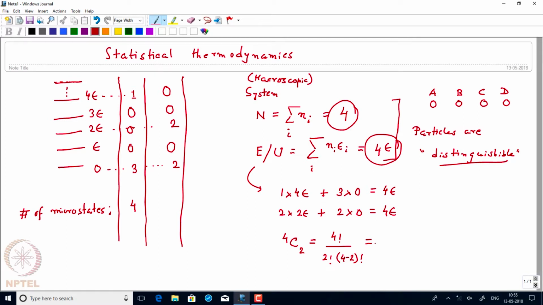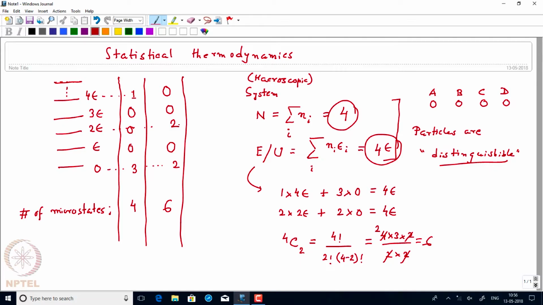So 2 factorial is 2, and 4 factorial I can write as 4 into 3 into 2 into 1, divided by 2 into 2. Thus you can see that these 2s cancel, and then it gives me this number 6. That's how we get this 6 mathematically. So there will be 6 such states.